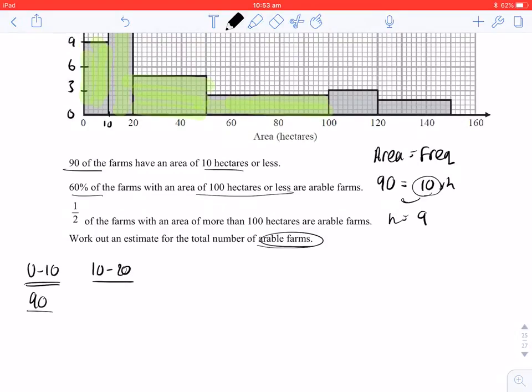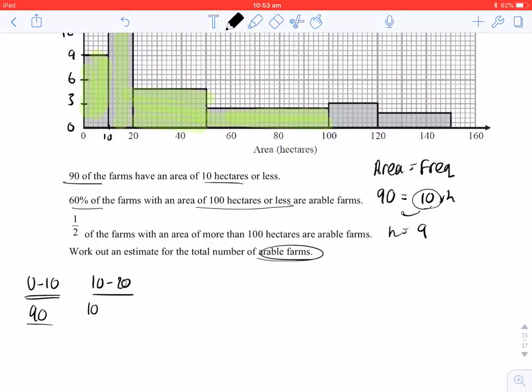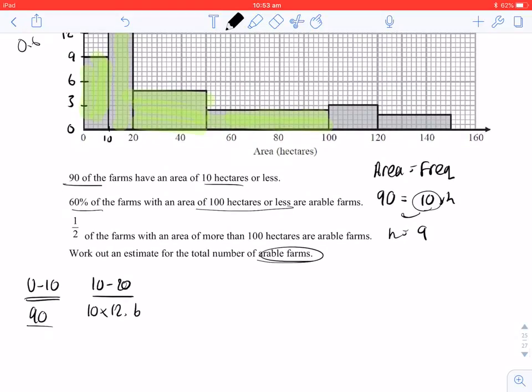10 to 20. So the number of farms is going to be the height of the bar times the width. So the width is 10. The height of the bar there is 12. And so if you've got 5 parts being split into 3, then each individual increment is going to be 0.6. So the height of that is going to be 12.6. And so doing that, 10 times 12.6 is going to give us 126 farms there.